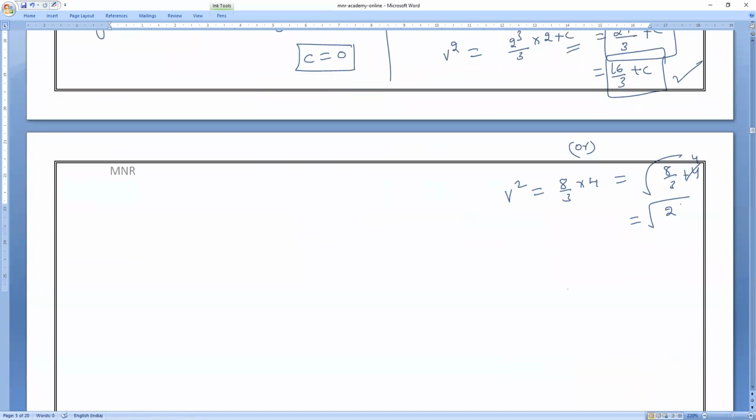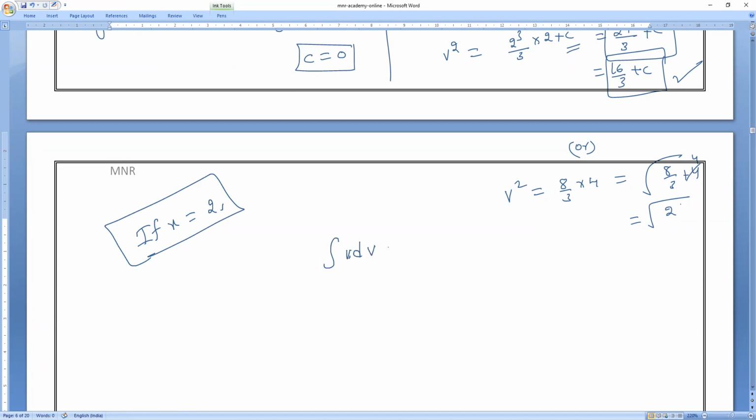Now you can see, you can equate it also. If you take x equals to 1, x equals to 2, x equals to 3. So if x is equals to 2, be very careful what will come. All of you tell me the formula. What is the formula? Just now we have done. So integration of v dv is equals to integration of x squared dx.